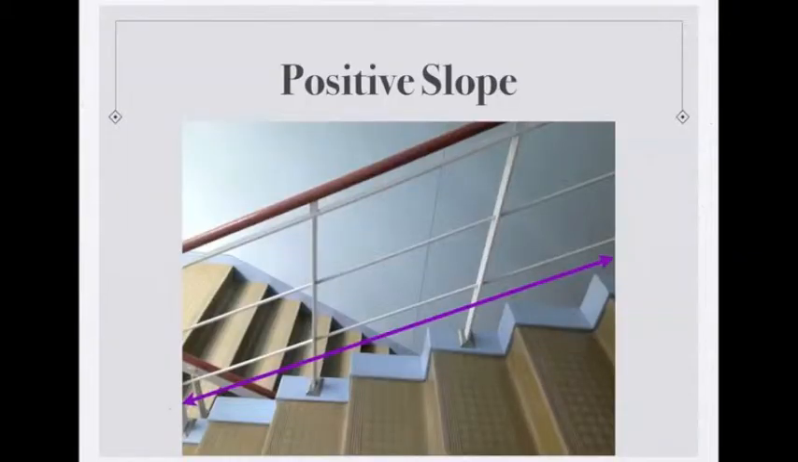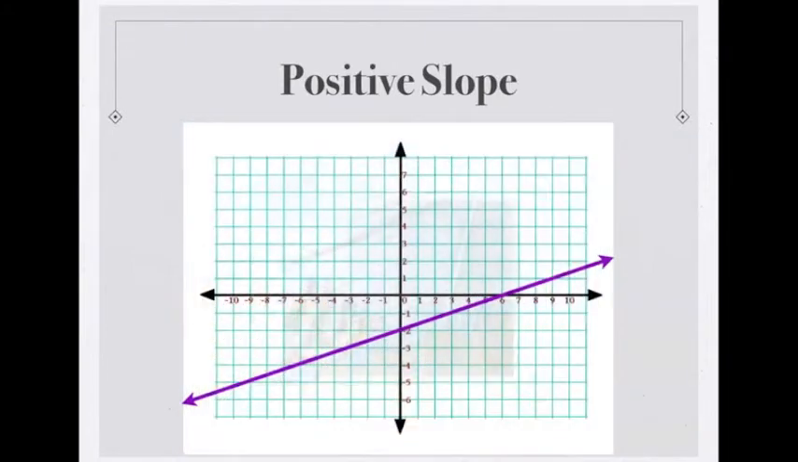Higher up in the stairs is because the stairs have a positive slope, and a positive slope is a line which rises from left to right, as you can see right here. A positive slope is greater than 0. If we have points (6, 0) and (0, -2) and find the slope, we will get 1 over 3, and 1 over 3 is greater than 0, which makes it a positive slope.